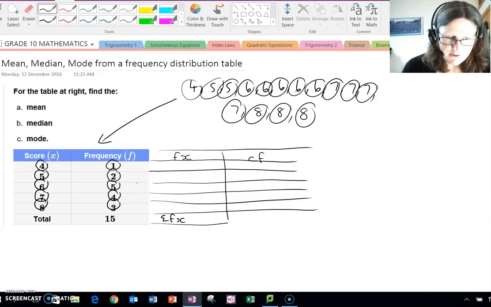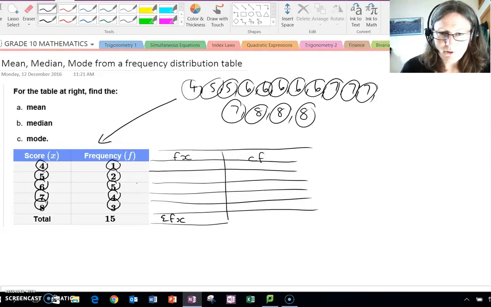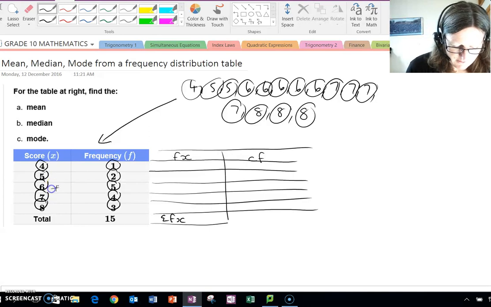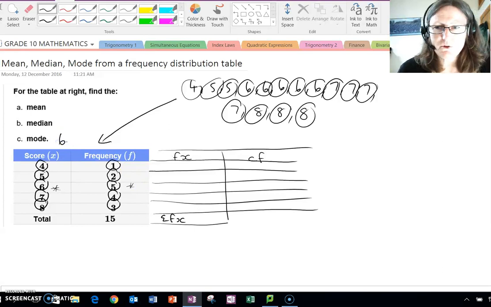I'm going to start with the easiest one, the mode. The mode is which score occurs the most. Well, 6 occurred 5 times. 6 here occurred 5 times. So 6 was our most common score. Alright, let's look at the mean.